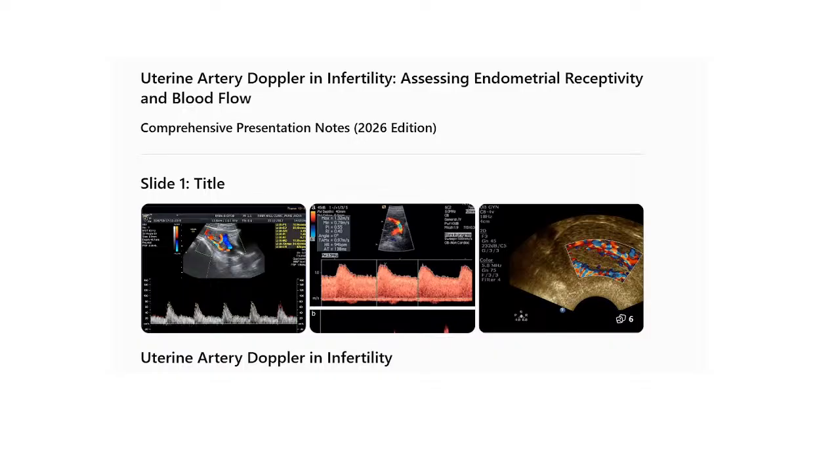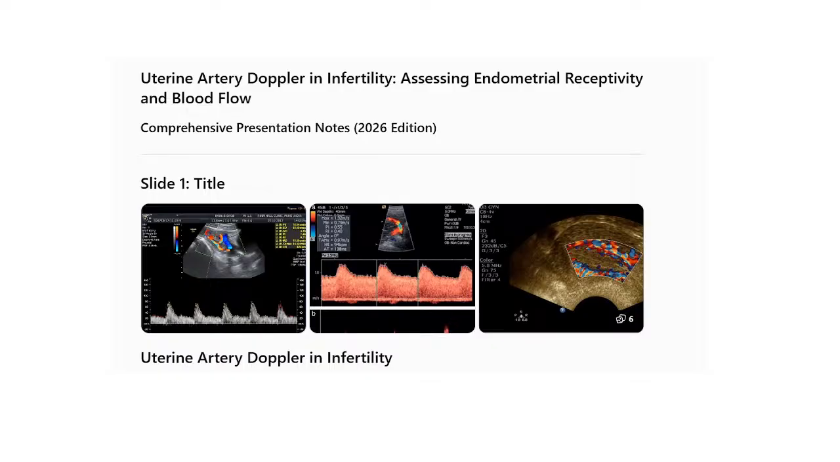Every year, millions of couples struggle with infertility, yet one critical factor is often overlooked: the blood supply to the uterus. Today, I will show you how uterine artery Doppler helps us assess uterine perfusion, interpret key Doppler indices, and understand what these findings may mean for fertility treatment and reproductive success. So let's delve more into this subject matter.